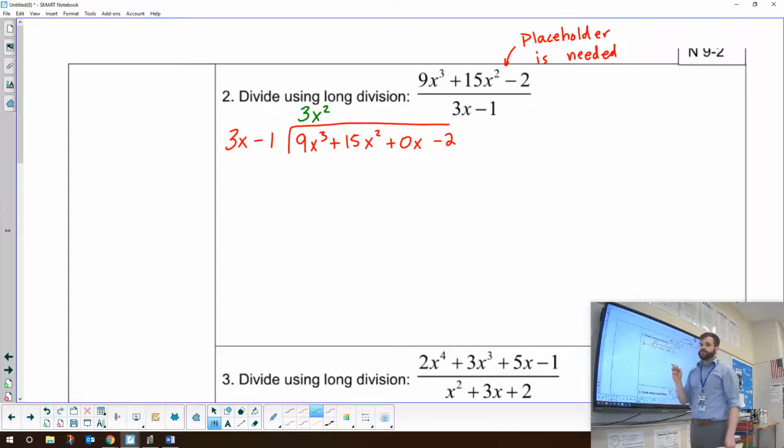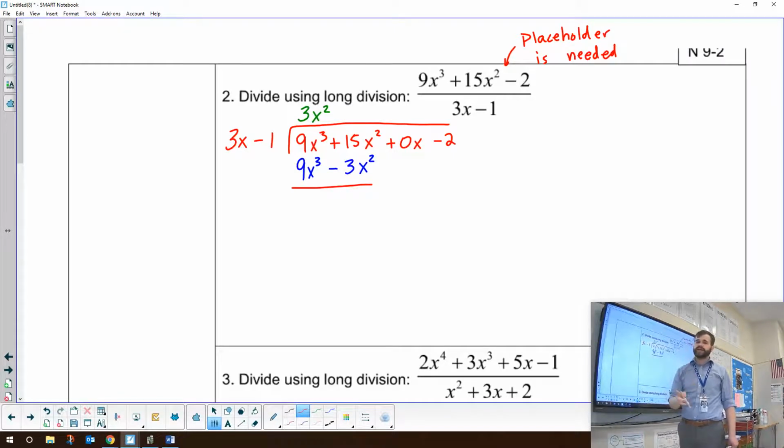Then we're going to multiply. We're going to go 3x squared times 3x, and 3x squared times negative 1. 3x squared times 3x is going to give me 9x cubed, and 3x squared times negative 1 is going to be negative 3x squared. We're going to draw our line, and then we are going to subtract. We cannot forget to subtract, okay?